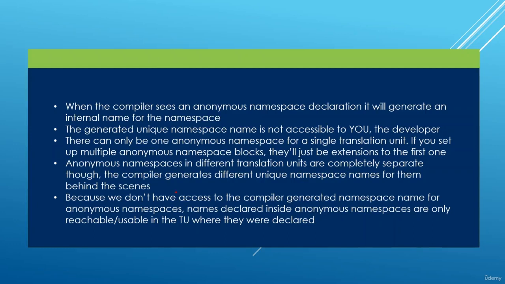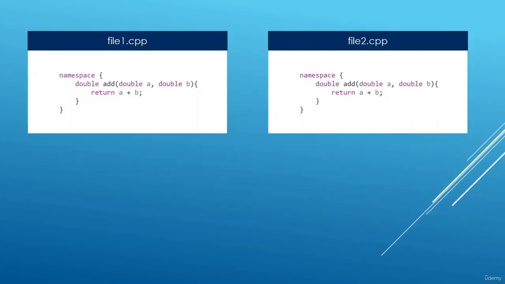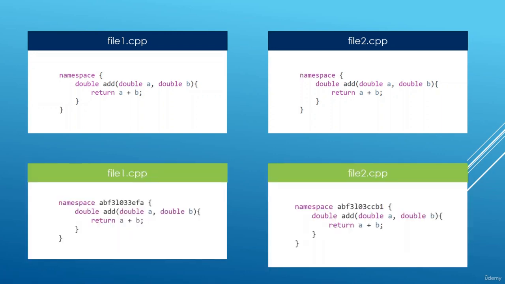The first is that when the compiler sees an anonymous namespace declared in your code, it is going to generate an internal name for your namespace. So what is going to happen is basically something like this. In file1.cpp, we have a namespace which is anonymous. In file2, we also have an anonymous namespace. What the compiler is going to do behind the scenes is generate names for these namespaces. For example, for file 1 here, we might have a namespace like this. For file 2, we might have a namespace like this. But one thing you should know is that you don't have access to these names here. These are for use by the compiler.